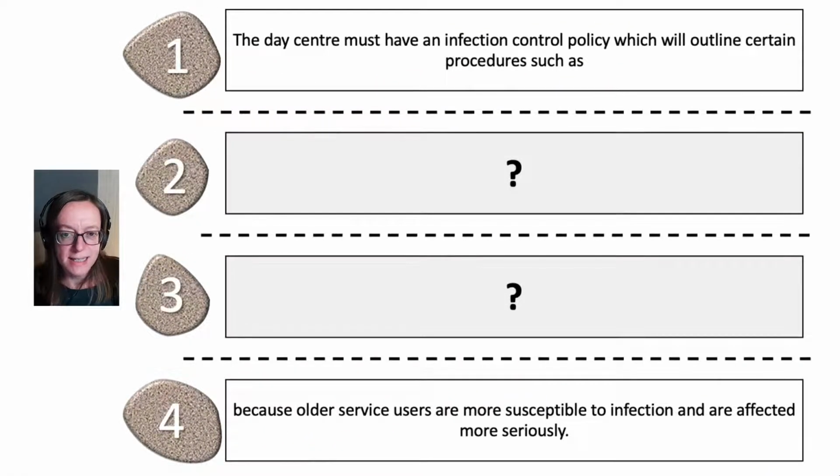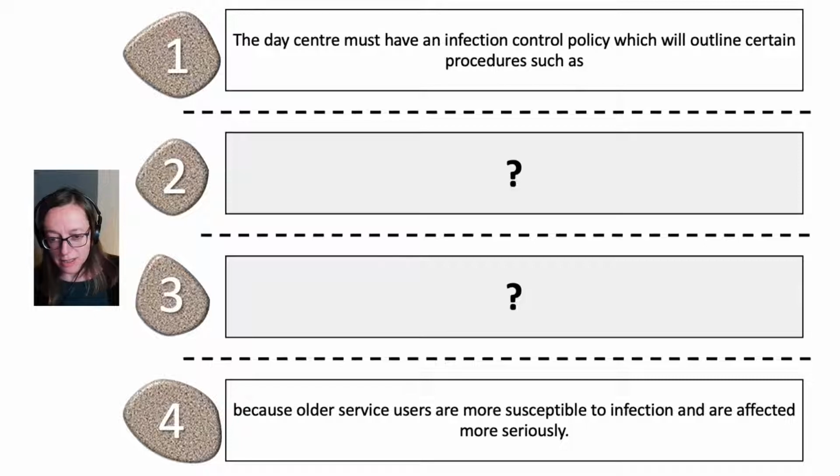Our first sentence says, the day centre. A day centre could be somewhere where people that are elderly go for fun, for social activities, maybe to eat a meal. A day centre could also be for people with learning disabilities or physical disabilities. So the day centre must have an infection control policy which will outline certain procedures such as, and then for number 2, I need you to give me some procedures that contribute to infection control.